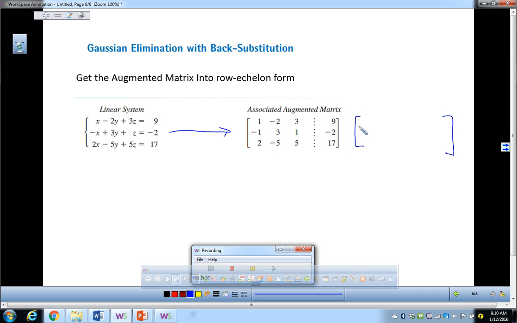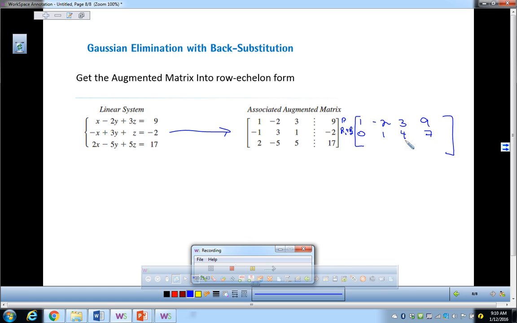The way I can do that is row one plus row two. I know you can't see that too well, but row one plus row two. I'm going to rewrite this as one, negative two, three, and nine over here. And row one plus row two gives me a nice zero. Then what goes here? One, four, and seven. I could do two steps at the same time.